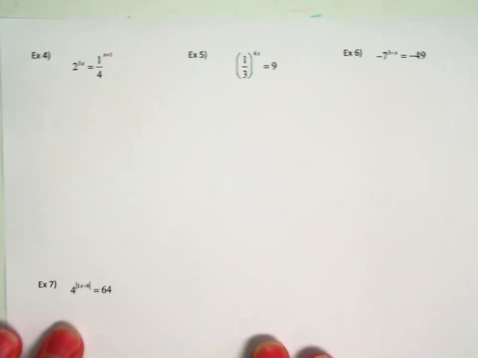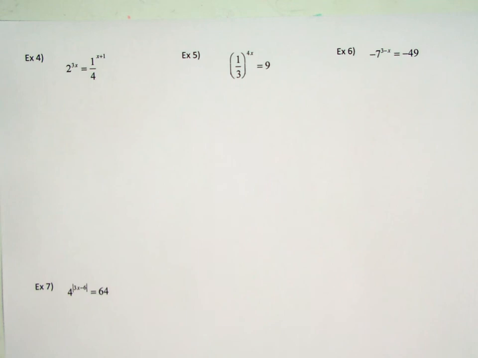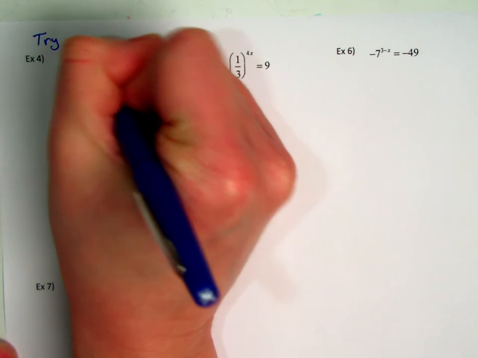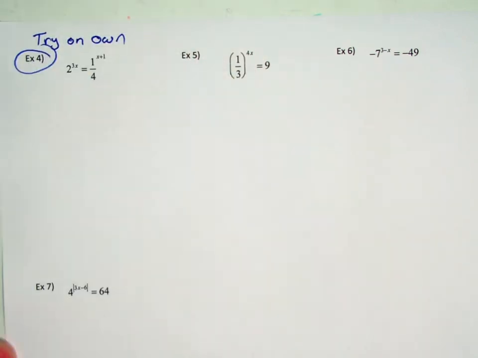All right, so let's look at the back side. Example 4. This one is actually one that we're going to make a try on your own, and that we'll check tomorrow together in class. Okay, but let's look at number 5 together.